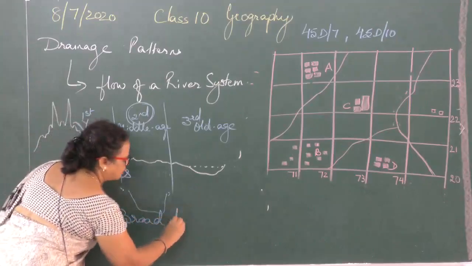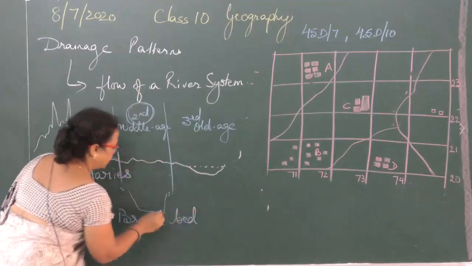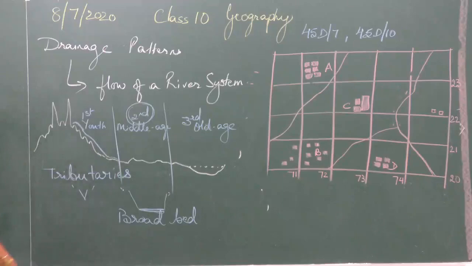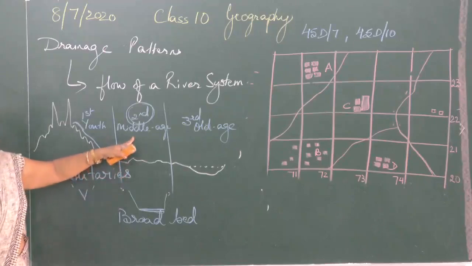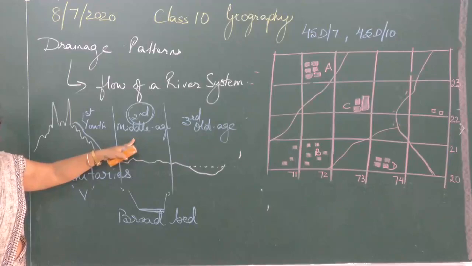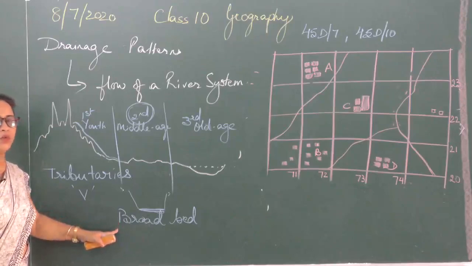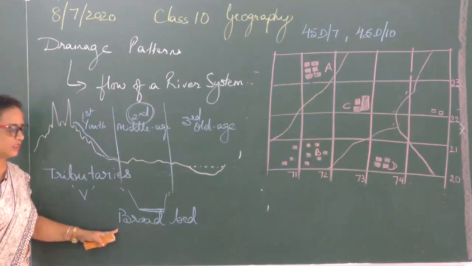The river has a broad bed. The floor of the river is known as the bed of the river. The first feature of the middle age stage: the river has a broad bed. Second feature: the volume of water increases.